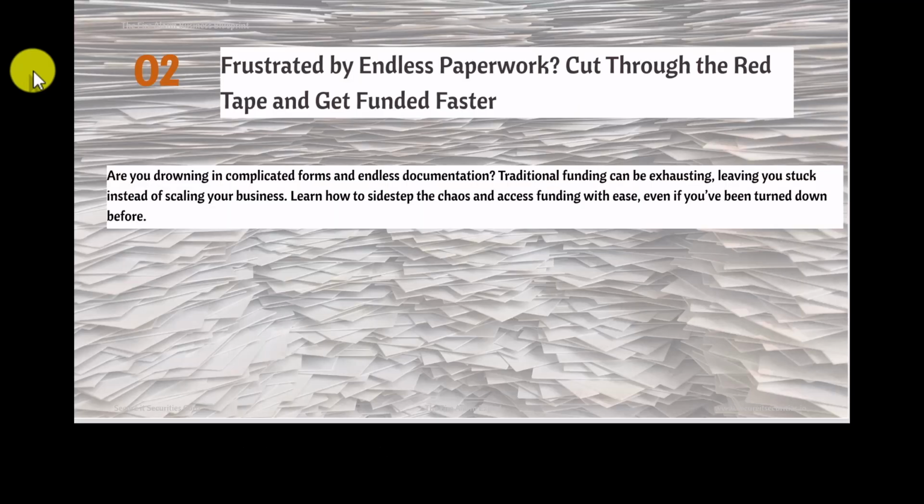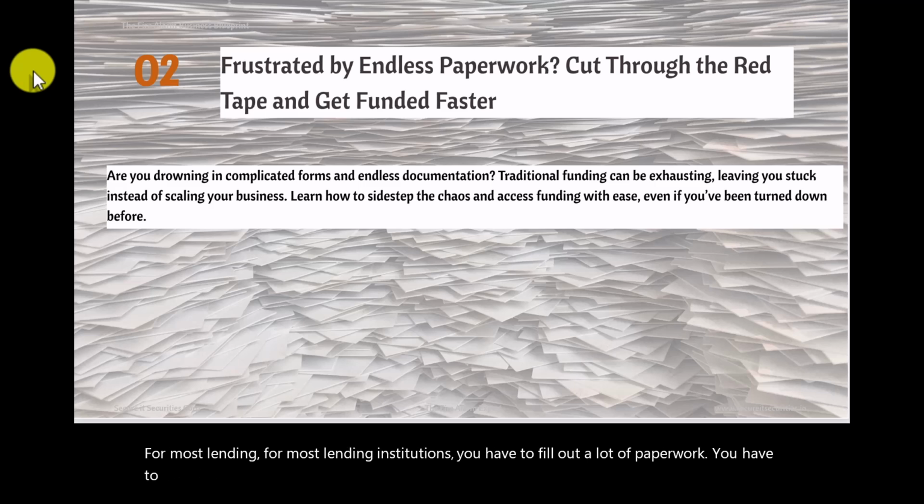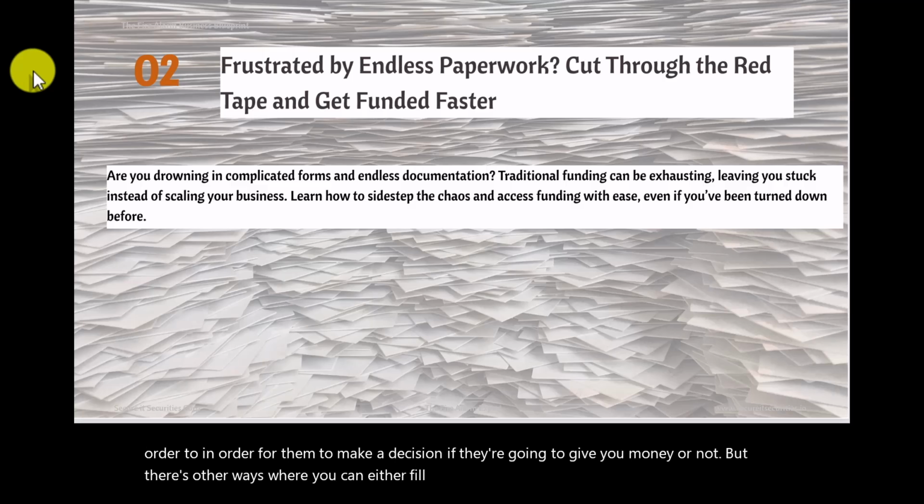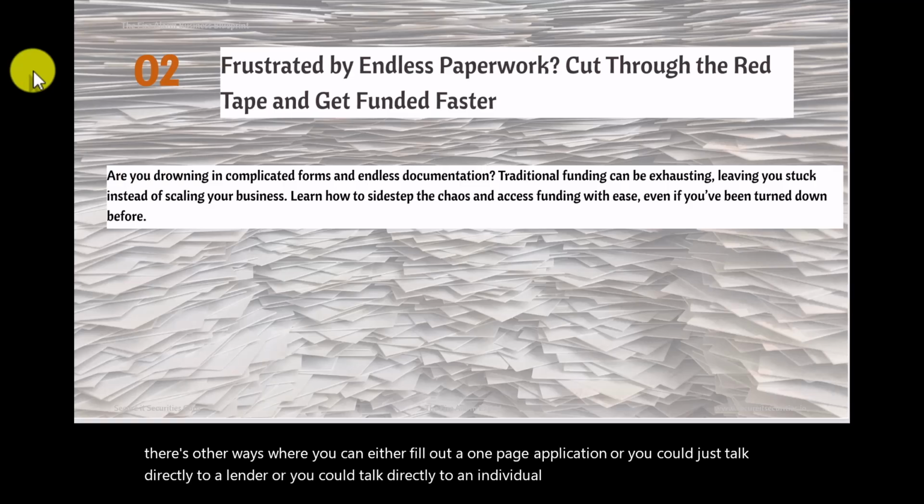For most lending institutions, you have to fill out a lot of paperwork. You have to give them a lot of detailed information, bank statements, tax returns, and a lot of other business paperwork in order for them to make a decision if they're going to give you money or not. But there's other ways where you can either fill out a one-page application, or you could just talk directly to a lender, or you could talk directly to an individual investor and get money straight into your business a whole lot faster.